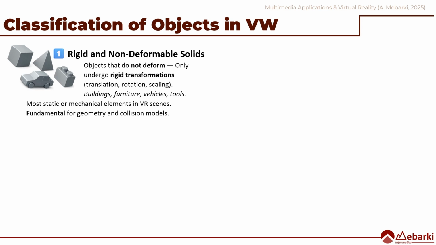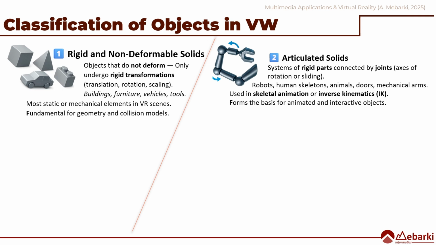This class remains essential today, as it forms the basis for geometry, physics, and collision handling. They are typically modeled using polygonal or mesh-based techniques combined with rigid body physics. Next come the articulated solids. These consist of rigid parts connected by joints, allowing rotation, sliding, or hierarchical motion. They're used to represent mechanical or biological systems, such as robots, doors, or animated avatars.